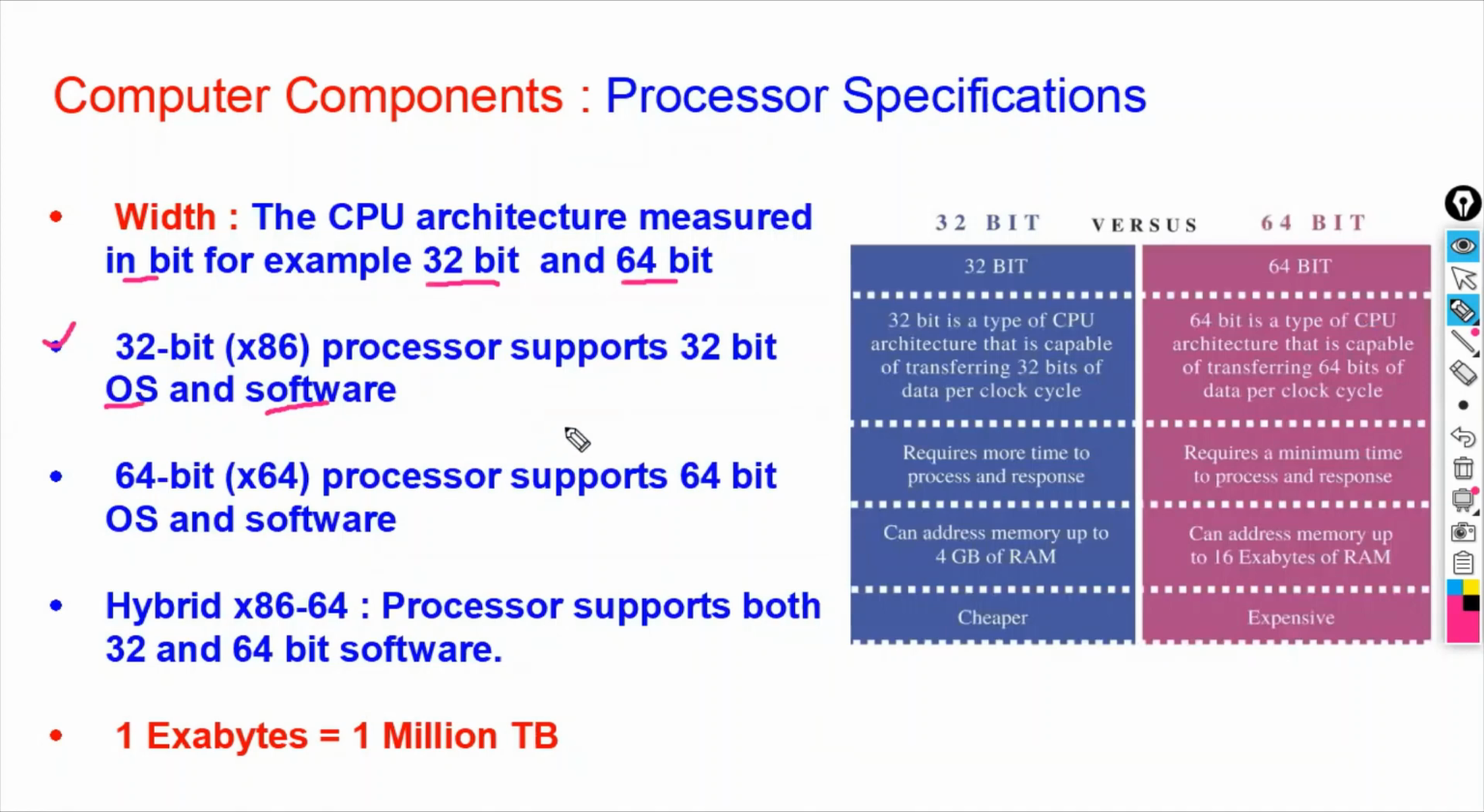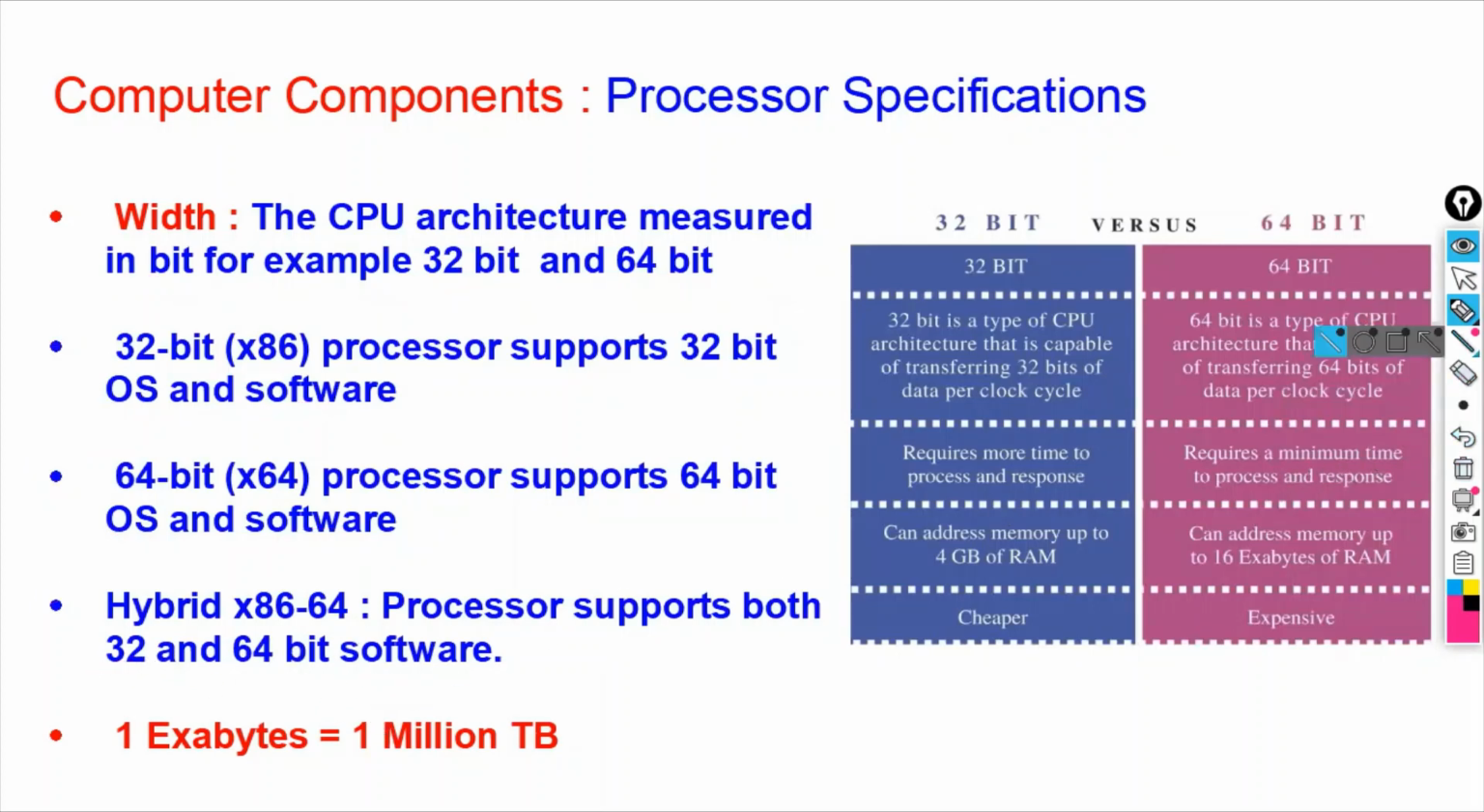So if you have a 32-bit processor, you can install only a 32-bit operating system. You can install only 32-bit software. If you have a 64-bit processor, you can install a 64-bit operating system, and you can install 64-bit software as well. And you may get a hybrid processor as well, which supports 64-bit and 32-bit operating systems and software. Okay, so a hybrid processor supports both 32-bit and 64-bit software.